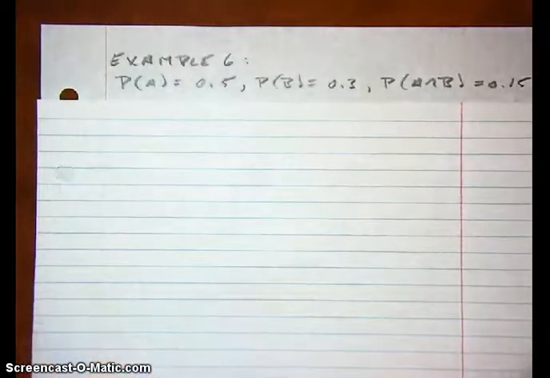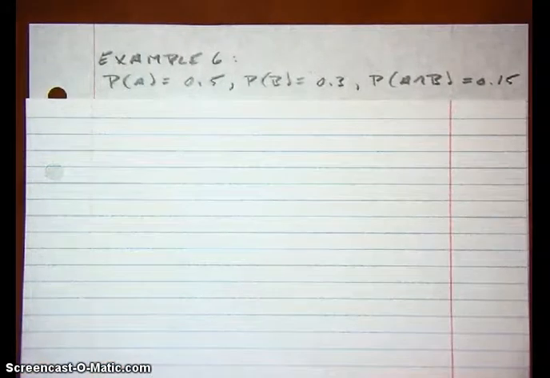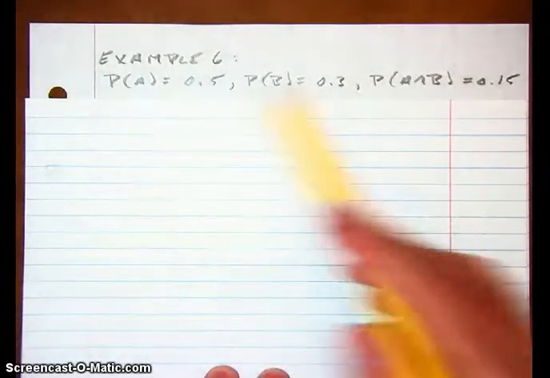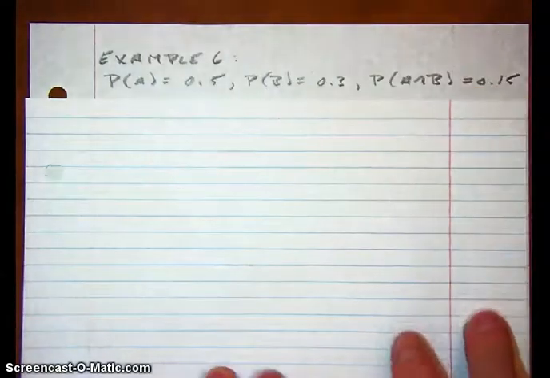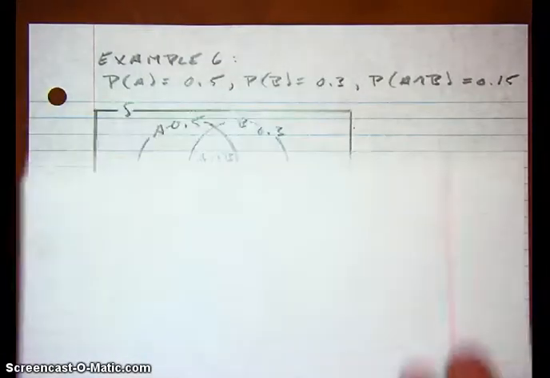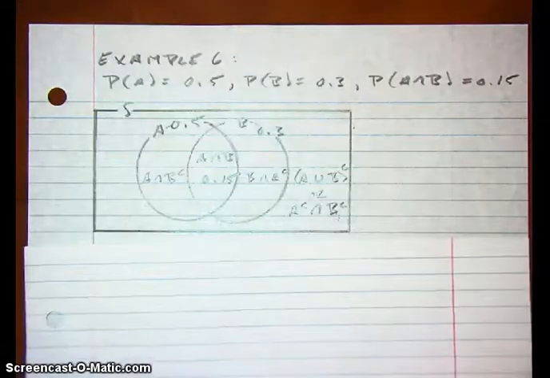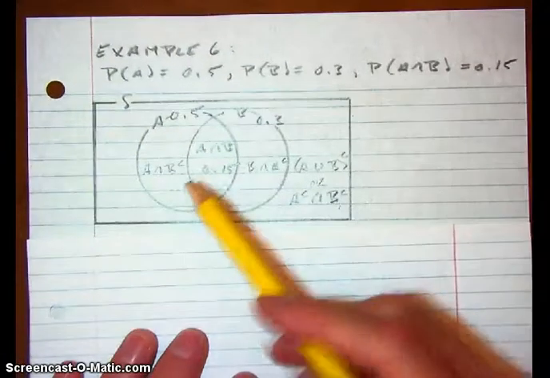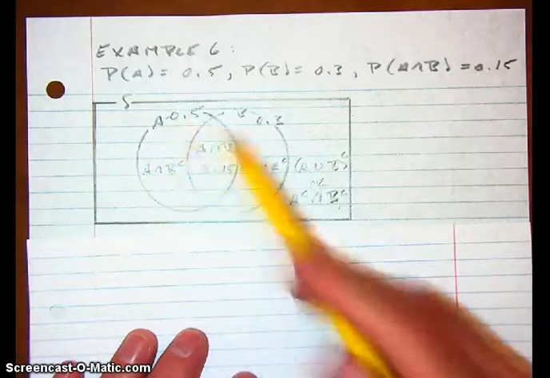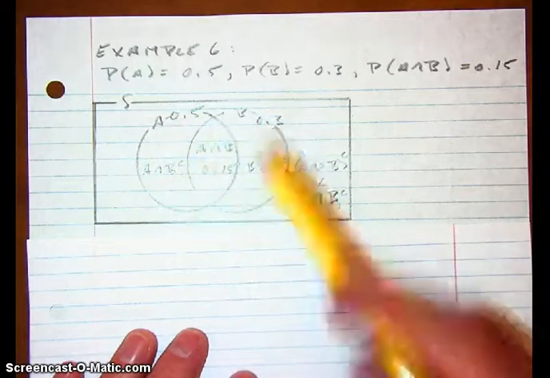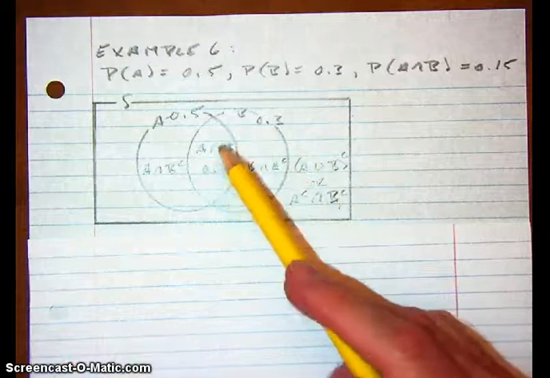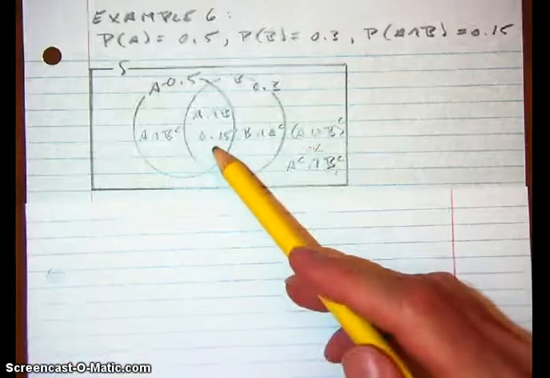Here's another example. We're going to expand on what we know about Venn diagrams in this example. We've got the probability of A is 0.5, probability of B is 0.3, probability of A and B is 0.15. Here's a Venn diagram that illustrates that situation. We have the A circle with a probability of 0.5, the B circle with a probability of 0.3, and the lens A and B has a probability of 0.15.